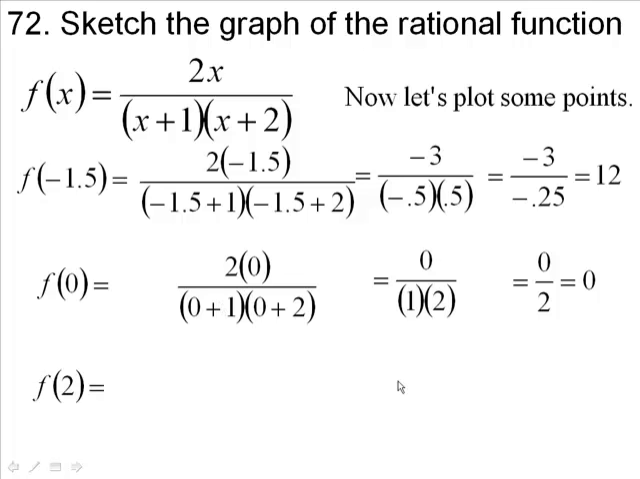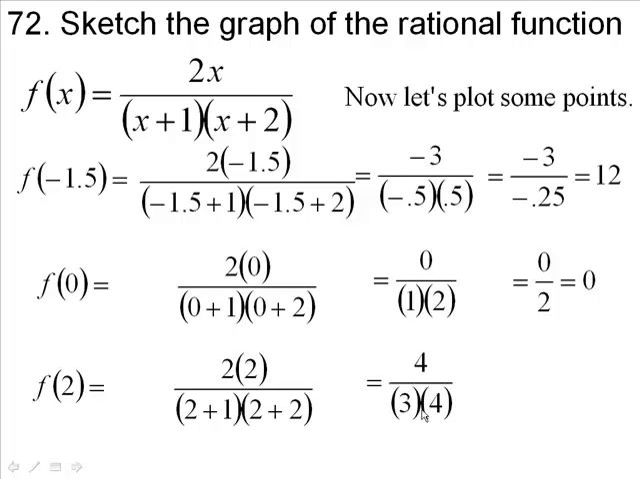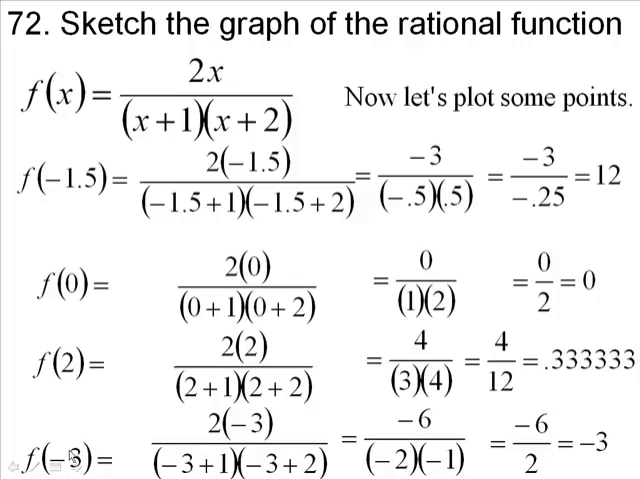F of 2, we're going to have 2 times 2, and 2 plus 1, and 2 plus 2. So you're going to get a 4 on the top. You're going to get a 3 here and a 4. It's going to be 4 over 3 times 4 is 12, which is 1/3, which is 0.333333. So I'm going to say f of 2 is about equal to 0.3. Well, I got some points here, and I got some asymptotes. Let's start graphing it. What do you think? Oh, I'm going to do one more point.